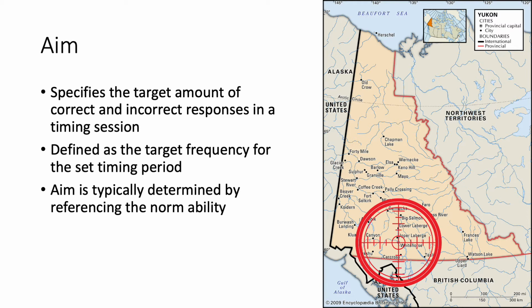Precision teaching programs also have a set aim that specifies the target number of correct and incorrect responses in a timing session. So your goal is going to be to have 10 correct and 0 incorrect in one timing session. And so you're going to define the target frequency. So that would be saying one capital or one province per second. And then aim is usually defined by referencing the norm. So if you think that this might be too much for your learner, you might ask someone else their age to do the program, and that will give you an appropriate aim for your learners.